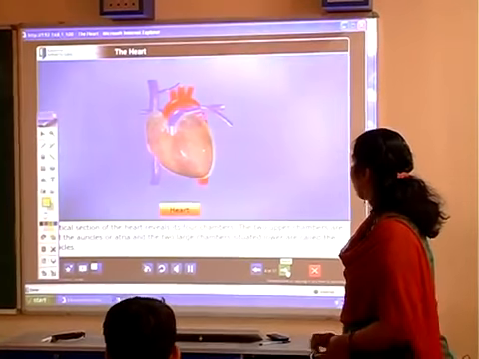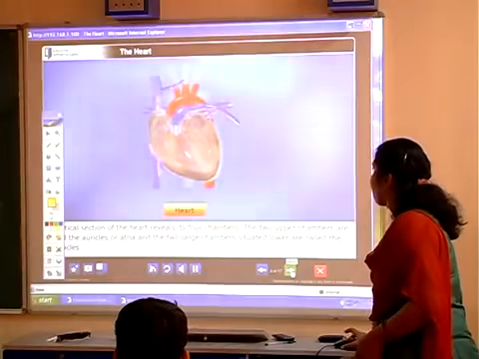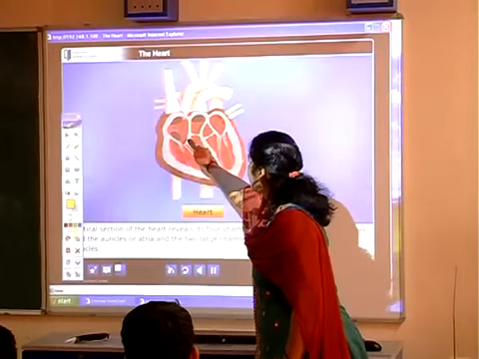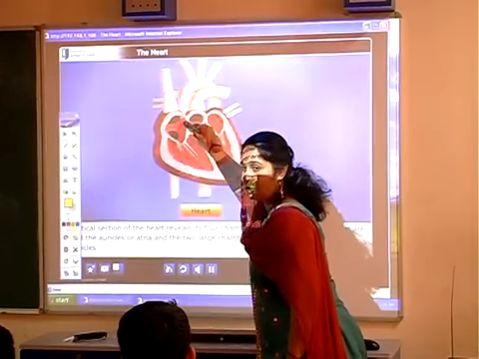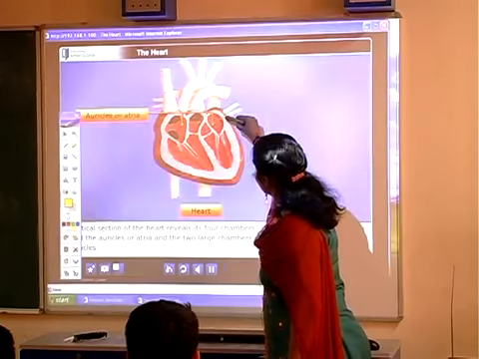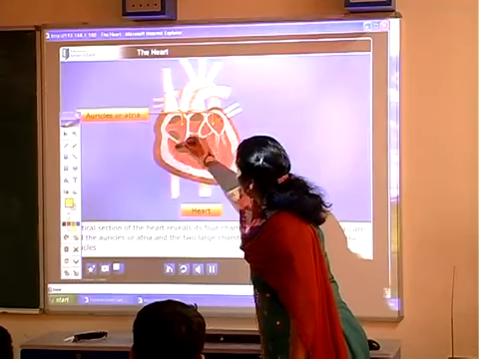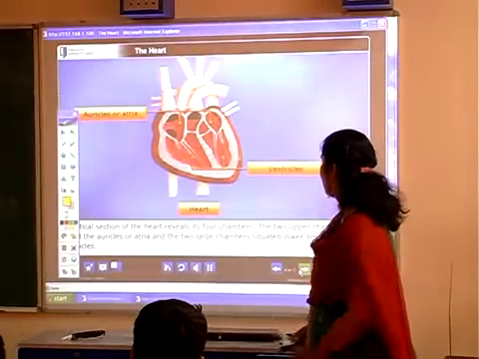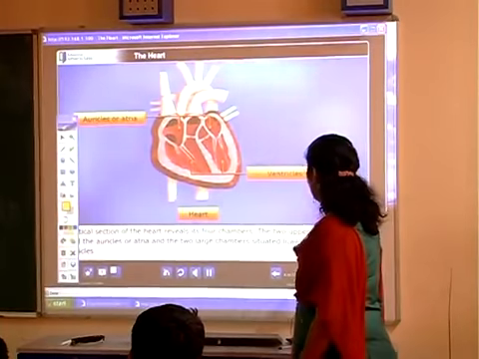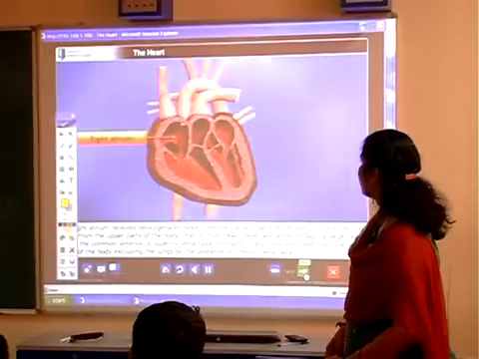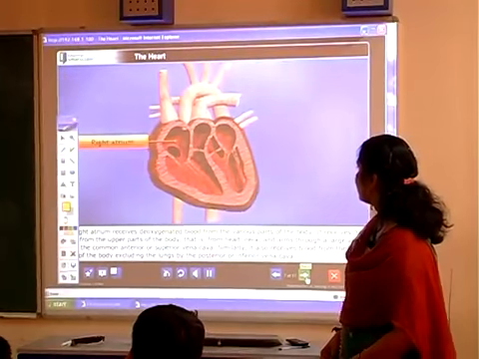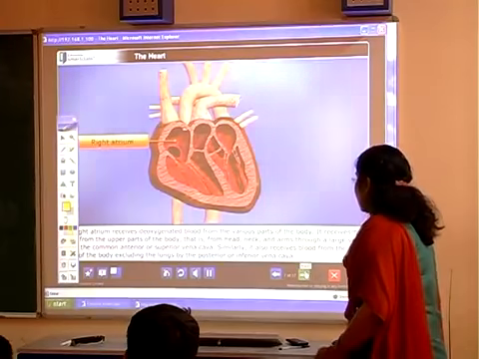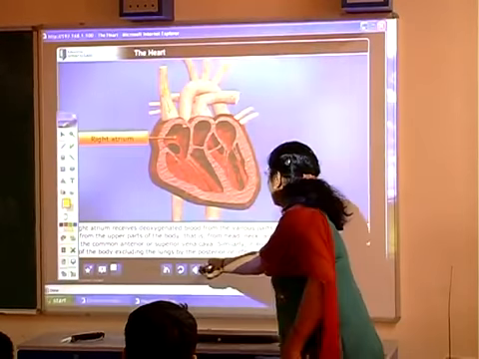Let us take a look at the vertical section of the heart. A vertical section of the heart reveals its 4 chambers. You can see these are the auricles or atrium, and the 2 large chambers situated lower, the ventricles, right? The right atrium receives deoxygenated blood from the various parts of the body. It receives blood from the upper part of the body.